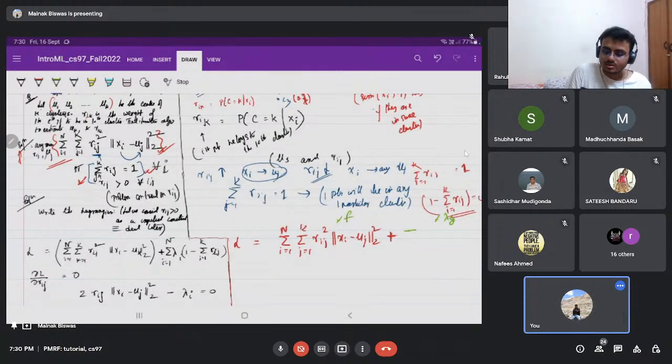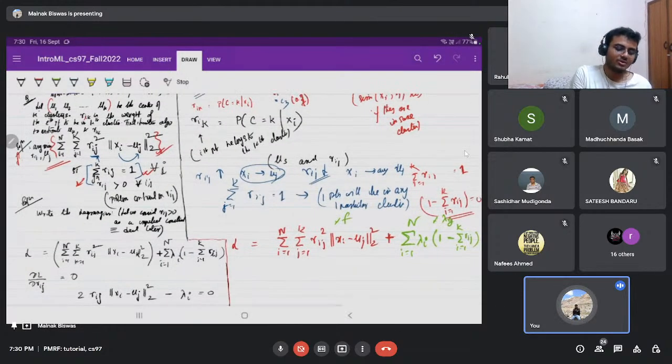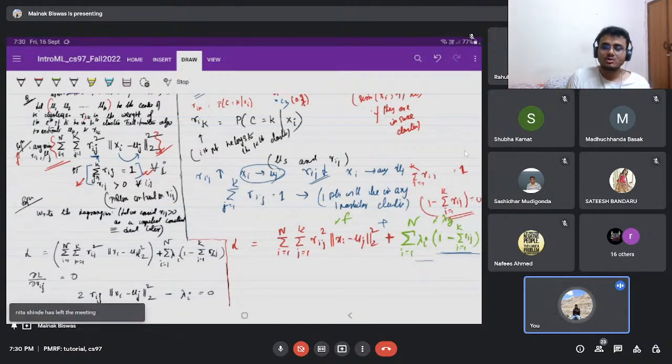So how can you write this? Say I take some lambda_i times 1 minus the sum over j of R_ij, for i equal to 1 to n. Stop me now if you have a doubt about why I'm writing this. Otherwise I'll go ahead and derive the equations which will give you the foundations for k-means. I just wrote the Lagrangian. This is f plus lambda g. For every i, there is this constraint that the sum of the probabilities of being in a cluster is equal to 1. Is that okay?